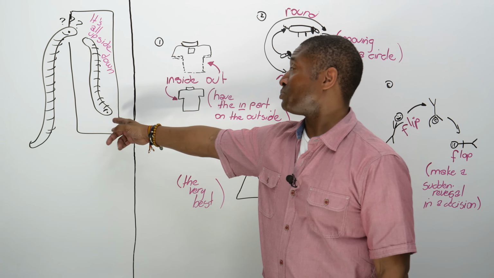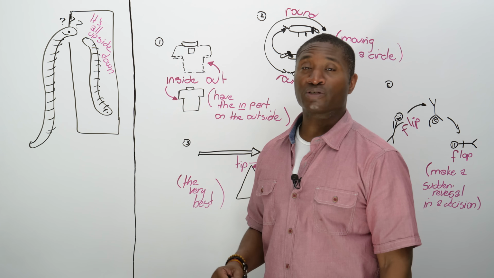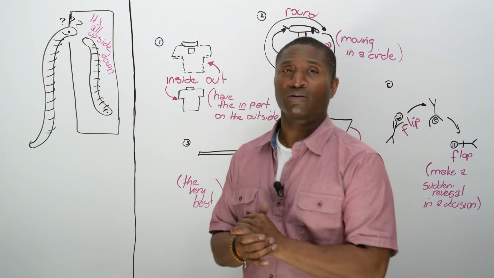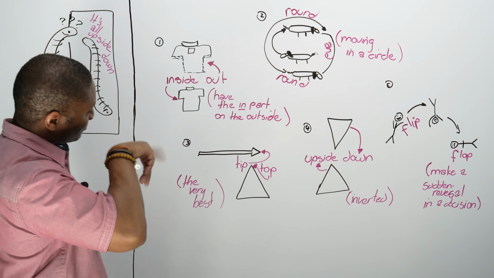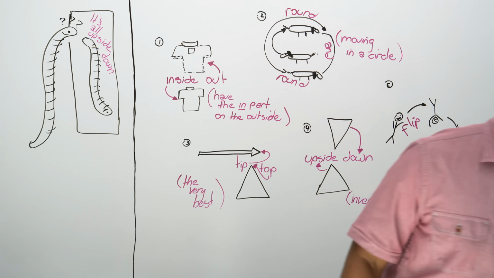He's having problems because his picture or his mirror is upside down. My book was upside down. What does that mean exactly? Let's start with the first thing. I've got one: inside out.